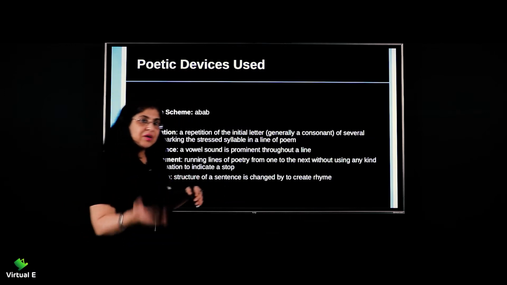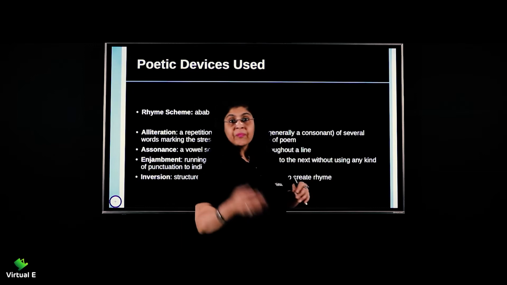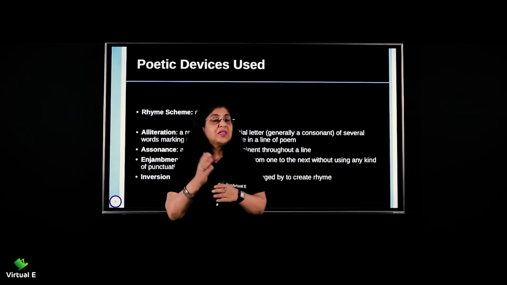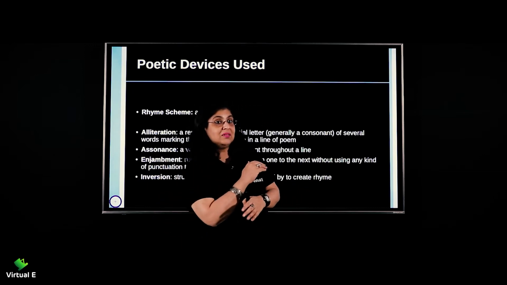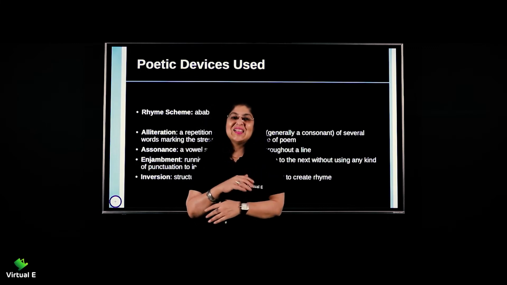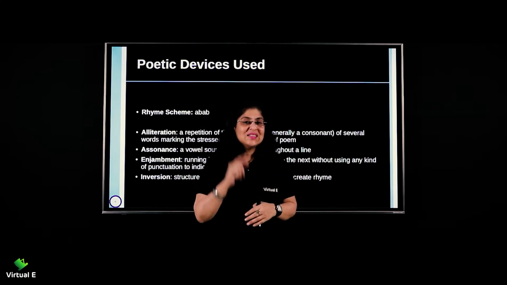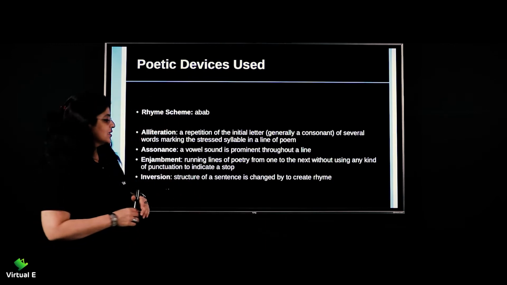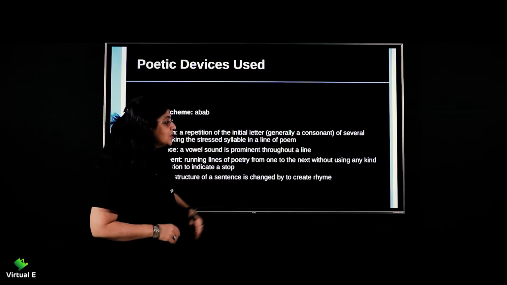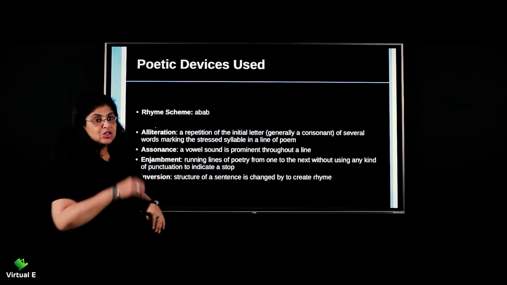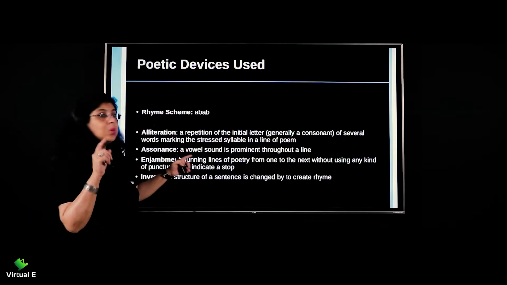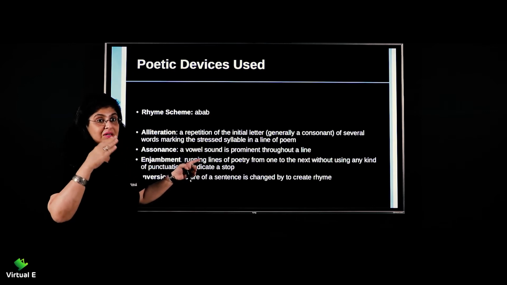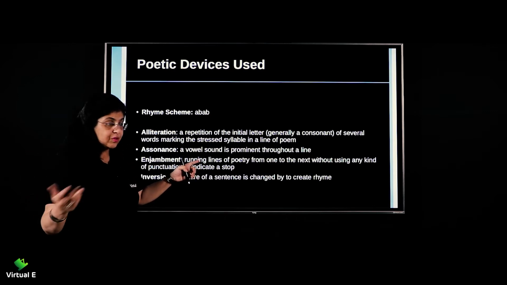Or a very simple one which we all know. If I give you one more example, Betty bought a butter, the butter was too bitter, so Betty bought another butter to make the bitter butter better. That is alliteration. Then we have assonance. A vowel sound is prominent throughout a line. So throughout a line you have the same vowel sound. So here you can find only A, E, I, O, U, right?